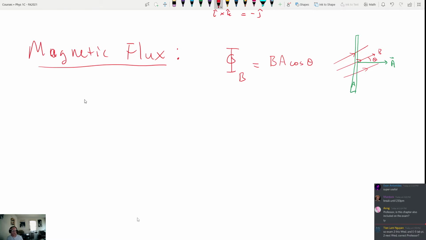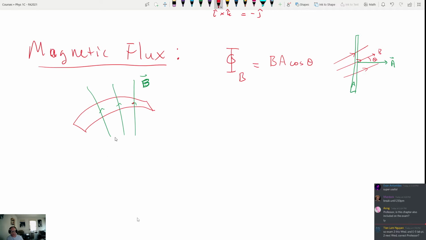Also, if I have some kind of curvy surface like this, and I've got magnetic field lines that are coming out of that, and I want to calculate what the magnetic flux is going to be. Sorry, these would be magnetic field lines now. B.